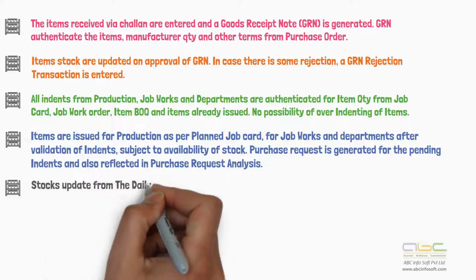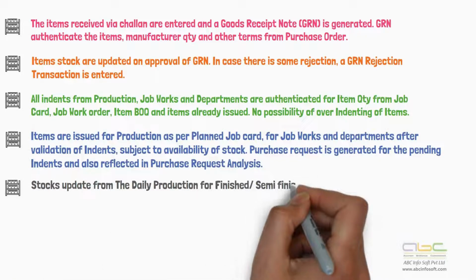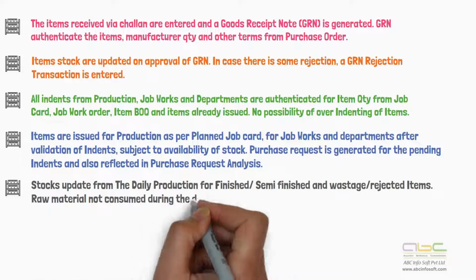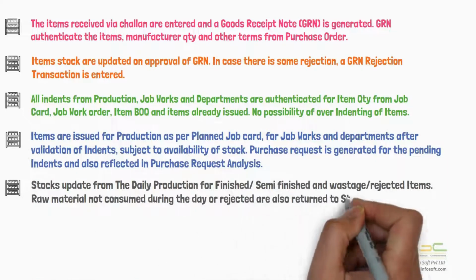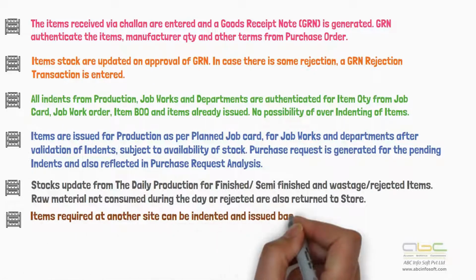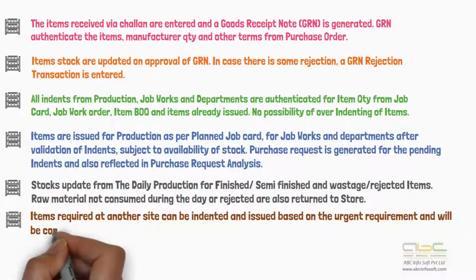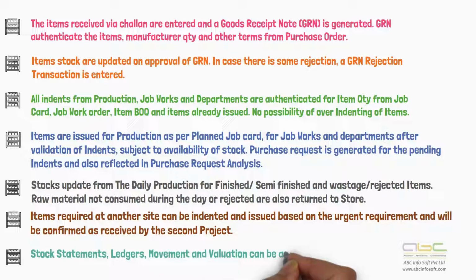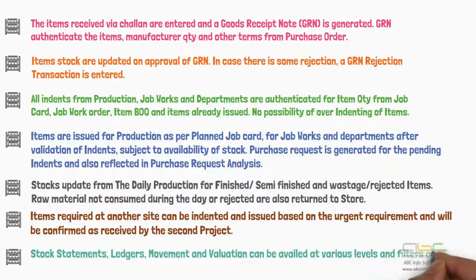Stocks update from the daily production for finished, semi-finished and wastage, rejected items. Raw material not consumed during the day or rejected are also returned to store. Items required at another site can be indented and issued based on the urgent requirement and will be confirmed as received by the second project. Stock statements, ledgers, movement and valuation can be availed at various levels and filters along with detailed dashboard.